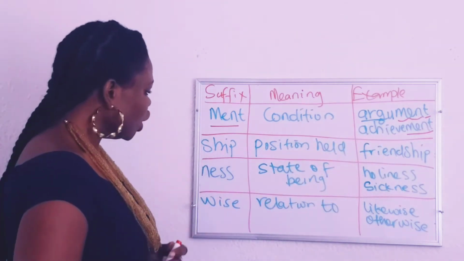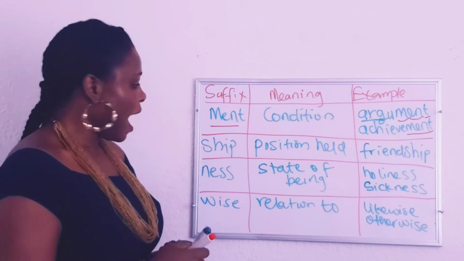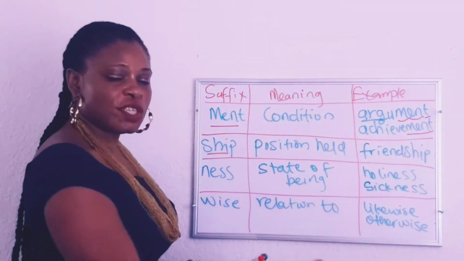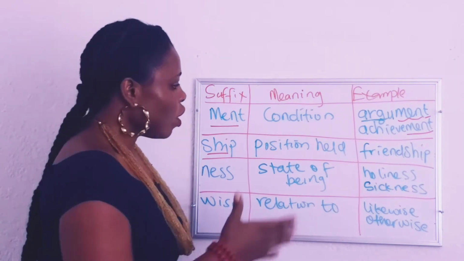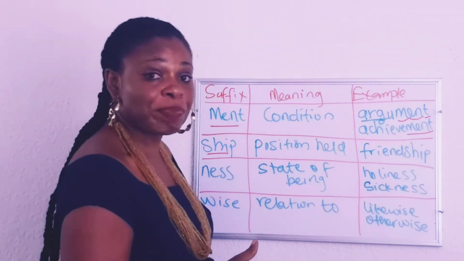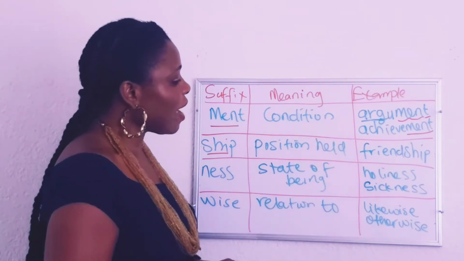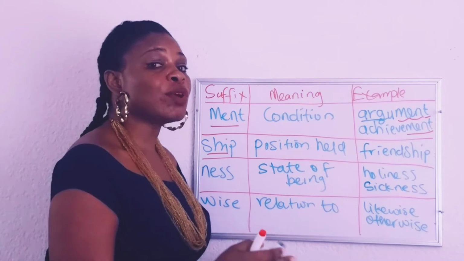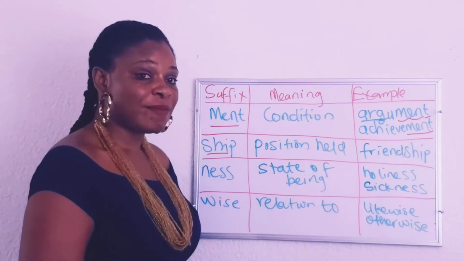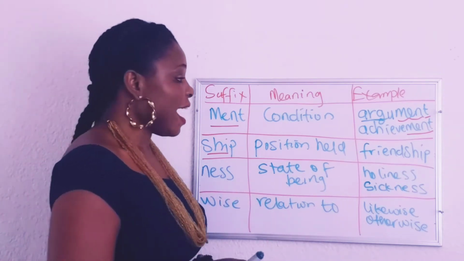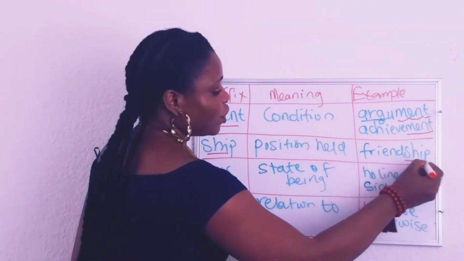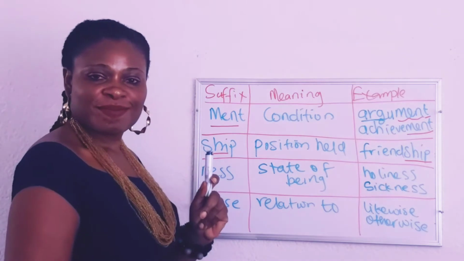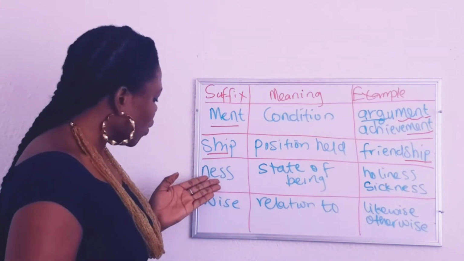Now let's take ship. Ship is another affix. So this is another affix, and it is a position that someone holds or a position that something holds. So here we have friendship as an example, and of course at this time you can tell what the affix is. Yes, the affix is ship, and this ship is what? A suffix. Now we have the third one, ness.